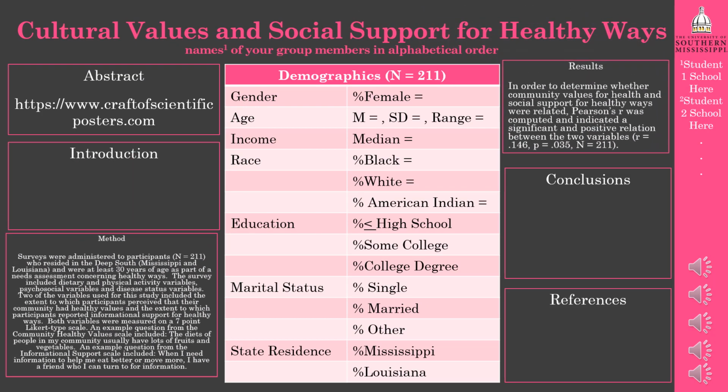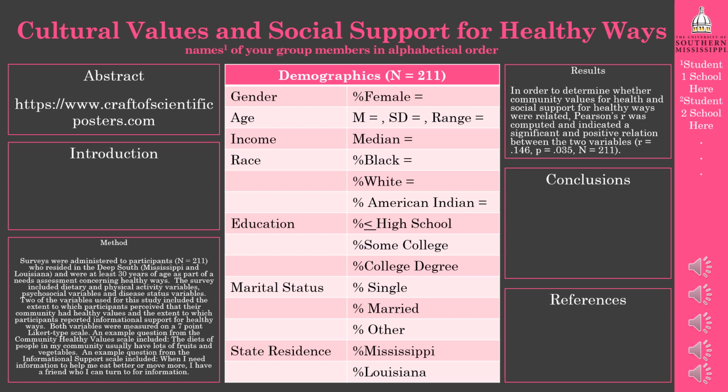And add it on to what we've already done in our already designed poster. We have a rough draft of our introduction. We have tables already designed. In the conclusion section, we can talk about why our findings are important. What does that mean for intervention studies in the Deep South? How can we affect change even better now that we know that there's a relationship between community values and social support in the form of information?